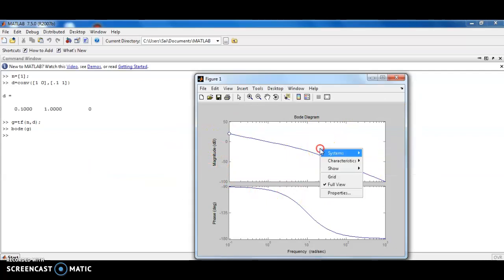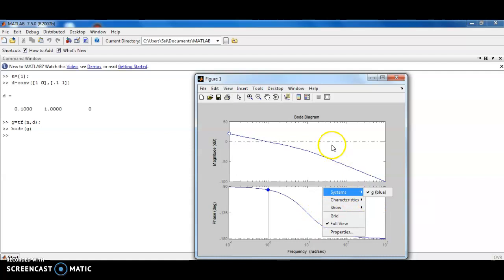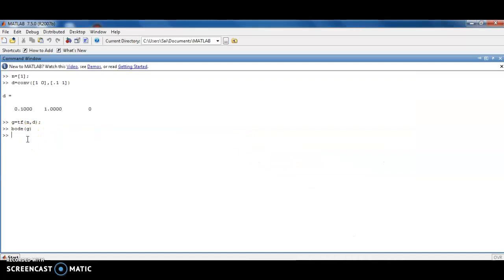The characteristics you already know. This is the Bode plot. Now we will continue with the further part.